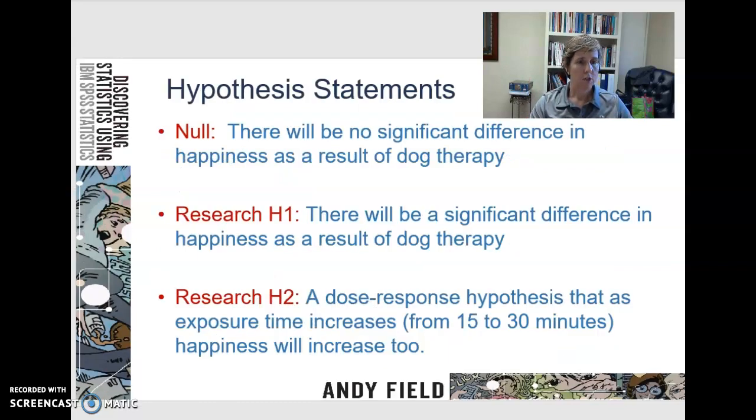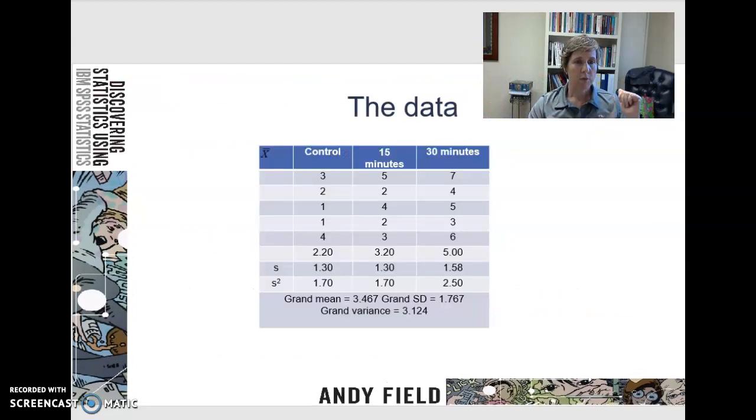So here would be your null and your research hypothesis. There is no significant difference in happiness as a result of dog therapy. Okay, always a null for no difference. And then you have research hypothesis 1: there will be a significant difference in happiness as a result of dog therapy. And hypothesis 2, there's a dose response, 15 minutes versus 30 minutes. Which one is better?